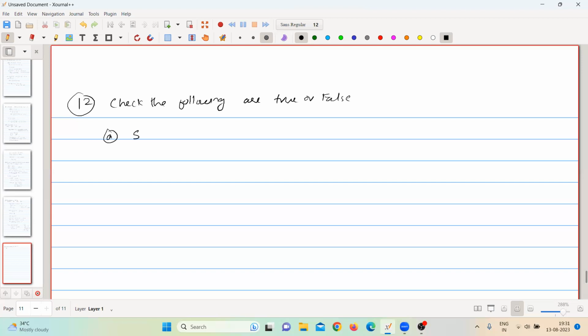So the first statement is Sn is abelian for all n greater than or equal to 1. And the second statement is order of 1, 2, 3, 4. Okay, these are the two statements.